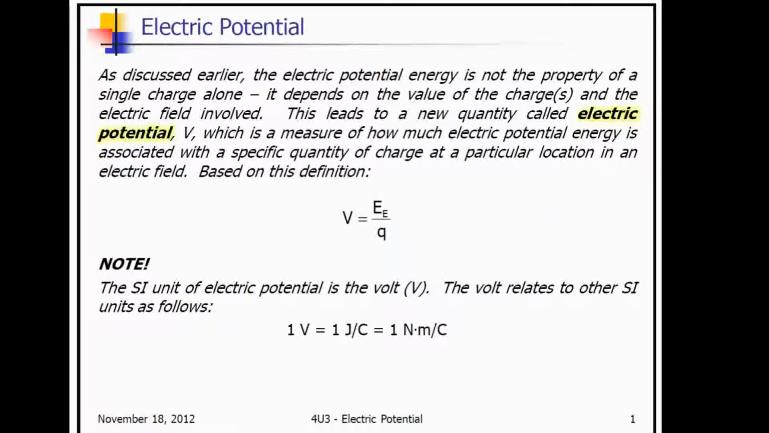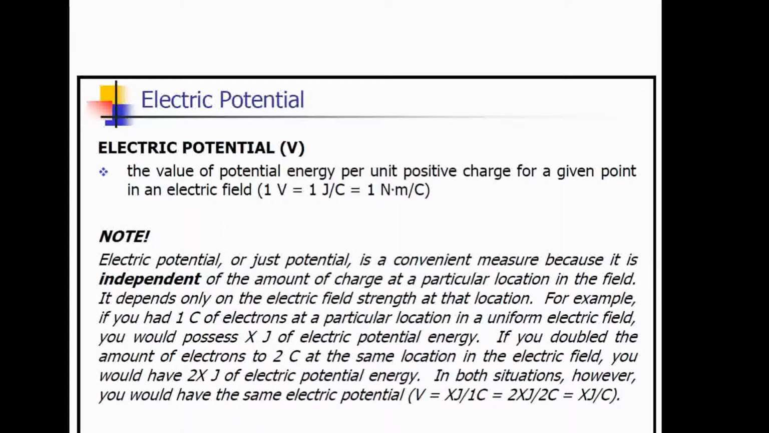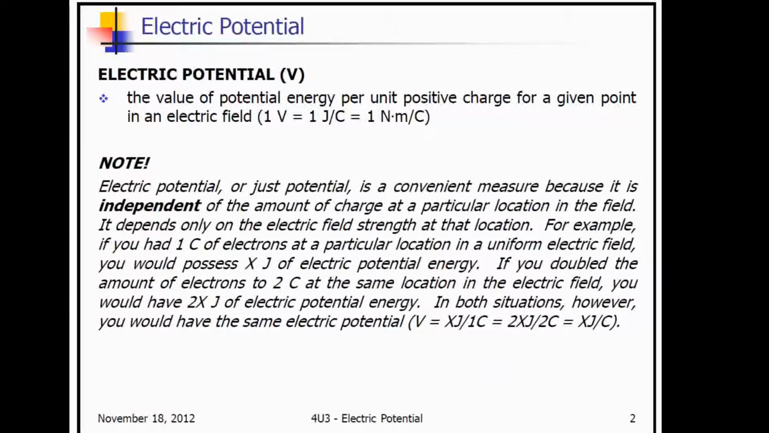It's given the symbol of uppercase V, and it's a measure of how much electrical potential energy is associated with a specific quantity of charge at a particular location in an electric field. So basically, V equals energy per charge, and it's measured in joules per coulomb. So V is the volt, and this is also called voltage, although technically it's more of an electric potential, which is what I'll be referring to it as. So please copy this slide down.